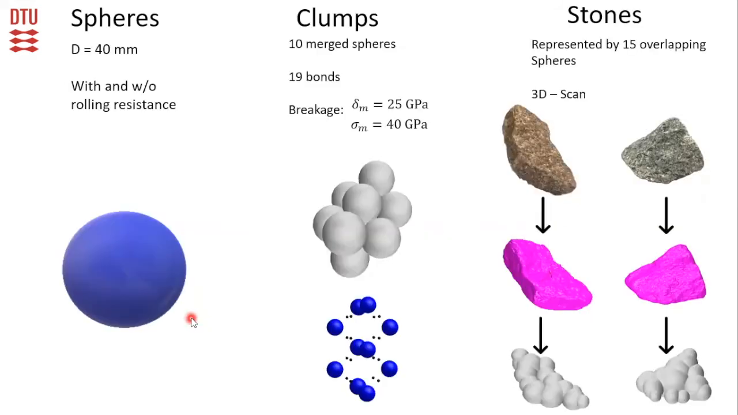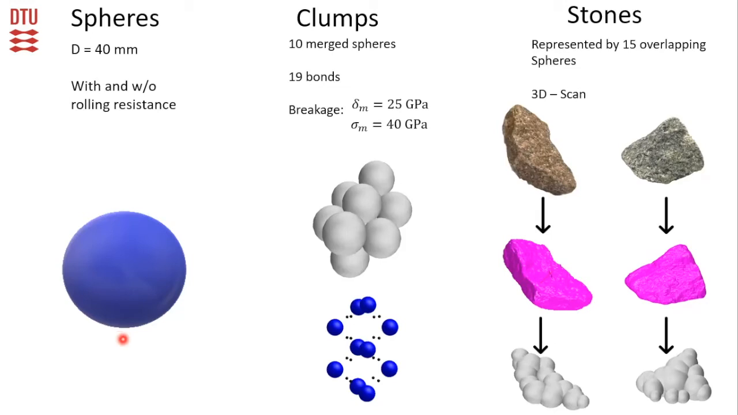The ballast is modeled using 4 different methods: spheres, with and without rolling resistance, clumps, and 3D scanned stones. The models differ in computational cost and in representation of the real situation. So the spheres is the least representational model and is used as a benchmark since it is frequently used in the literature, and it simulates the ballast as spheres with a diameter of 40 millimeters.